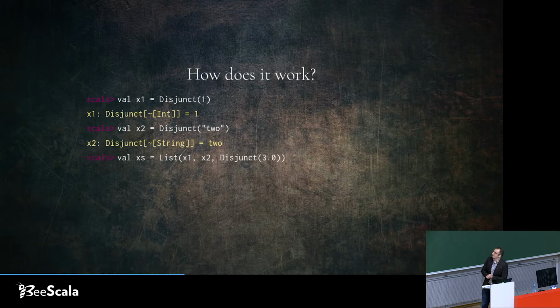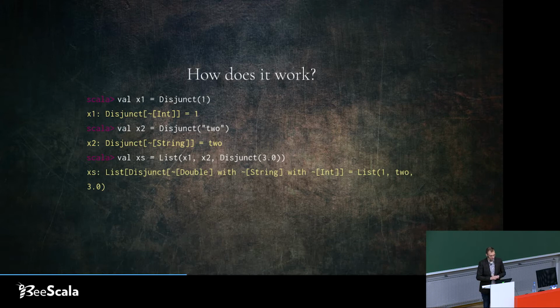We could put these together in a list. And what happens when you put things in a list? The compiler tries to find a type that is suitable for all of the elements of the list. So we've got 3 elements here. The last one's obviously disjunct of double. What's the return type? Well, it's kind of what we wanted. The compiler infers the type disjunct of double with string with int.